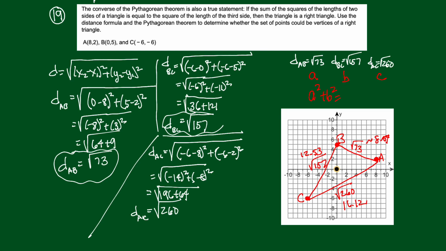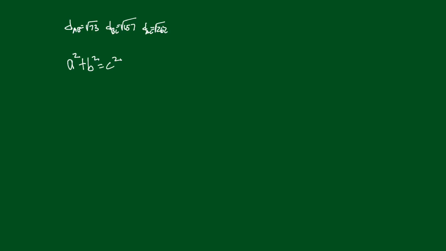All right, so then I would have this, A squared plus B squared equals C squared. Let's see if it works. All right, so I got some room here. So A is square root of 73, B is square root of 157, C is square root of 260. All right, so this is the A, this is the B, and this is the C. And here's the Pythagorean theorem. So A squared is going to be square root of 73 squared plus B squared, which is square root of 157 squared. Is that equal to square root of 260 squared?